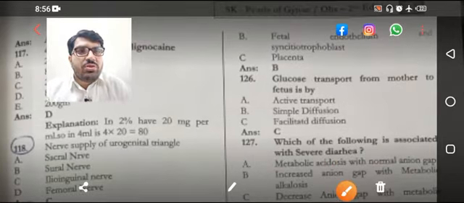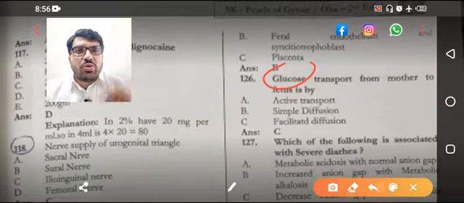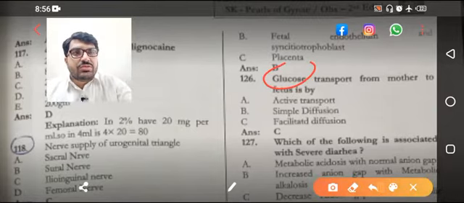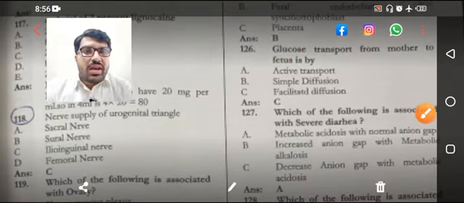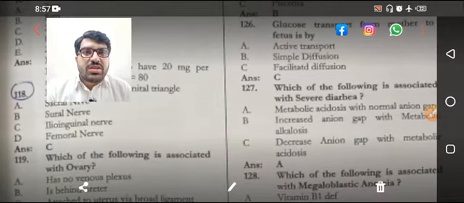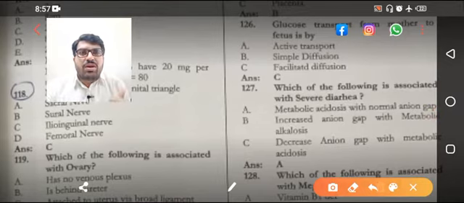Glucose transport from mother to the fetus is, now focus on these things, glucose and local anesthetic, these are highly repeated. So that is facilitated diffusion, glucose by facilitated diffusion, and local anesthetic by passive or simple diffusion. Diffusion is always passive, so simple diffusion for local anesthetic is the right answer.